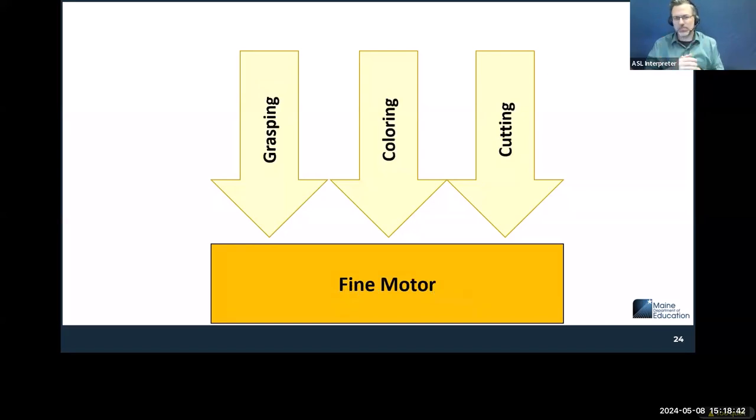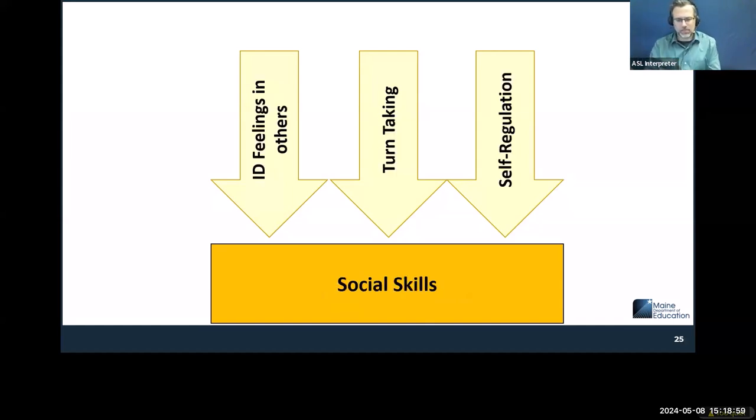You have another one, fine motor, grasping, right? That's a skill. Coloring, cutting, these are all different skills within the broader area of fine motor skills. Social skills, it's in the name, right? Social skills, it's plural. So maybe identifying feelings in others, turn-taking, self-regulation, all of these things are important for social skills, and they are the social skills.